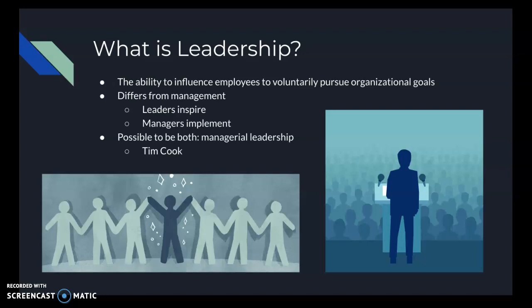They encourage workers to join together to support a common goal, whereas managers implement visions and plans by planning, investigating, organizing, and controlling. However, it is possible to be both a manager and a leader, and that would be considered managerial leadership. And managerial leadership is defined as the process of influencing others to understand and agree about what needs to be done, and the process of facilitating individual and collective efforts to accomplish shared objectives.